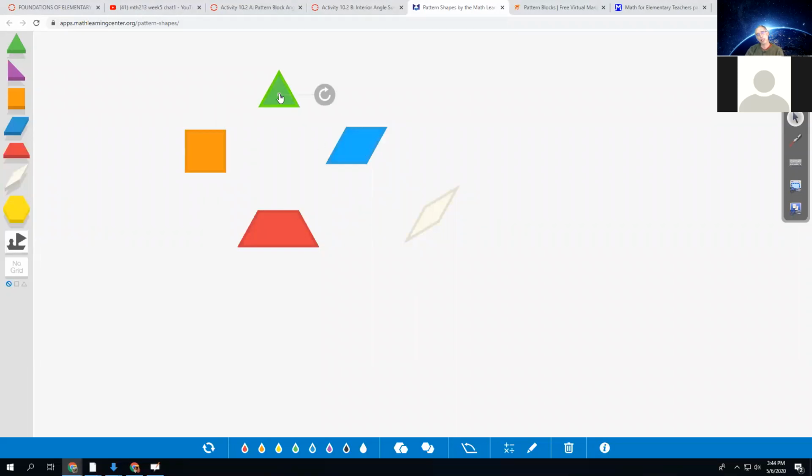So if this sucker right here has 180 degrees to share and each angle has to be the same, how big is each angle in this triangle?